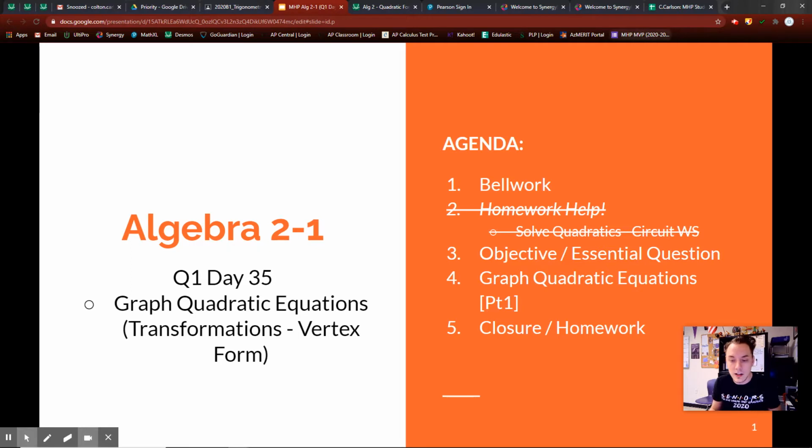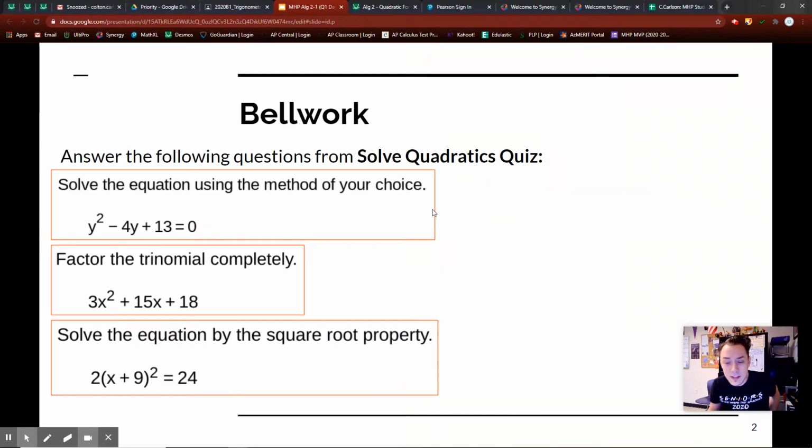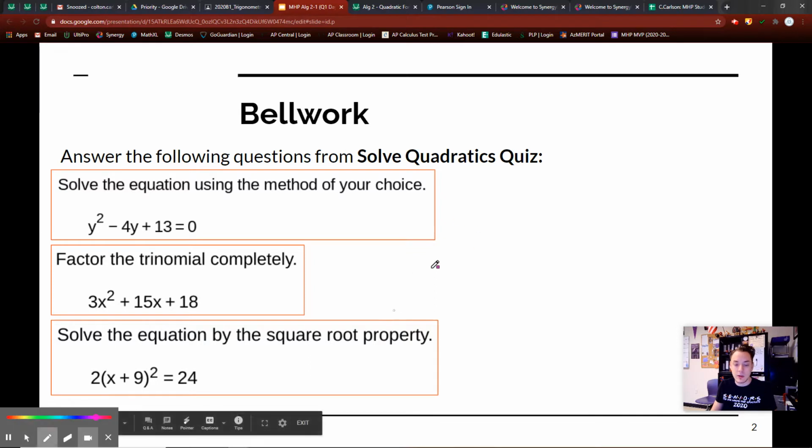Let's get started on the bell work. I have 6 questions total, and I'm going to probably move through them moderately fast because I don't want this video to be too long. These questions were on your Solve Quadratics quiz. They are taken directly from your Solving Quadratics quiz, and these are the most missed questions.